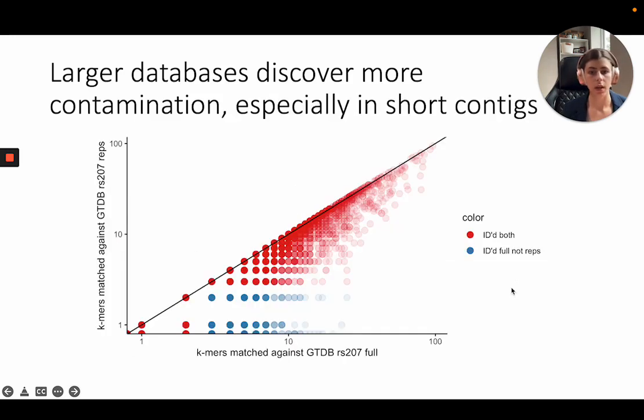And what's happening here is that a lot of the contiguous sequences, while they're identified by both databases, many of them are actually only identified when you use the full database and not the REPS database. And that's because you have many more k-mers matched against the full than you have against the REPS. And charcoal requires that you have at least 3 contigs match. And so you have more opportunities to match against the full database than you do against the REPS. So that's why we recover more.